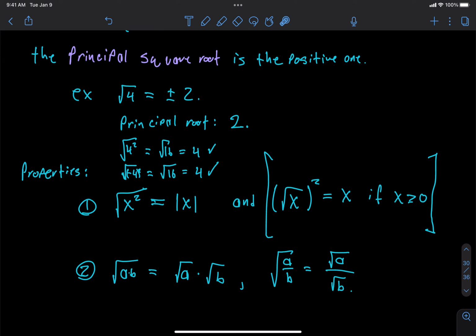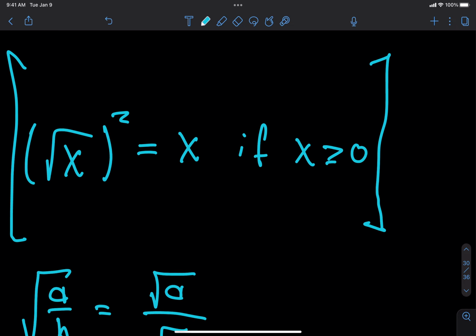Is that x is greater than 0, or is that x is greater than or equal to? It's greater than or equal to.